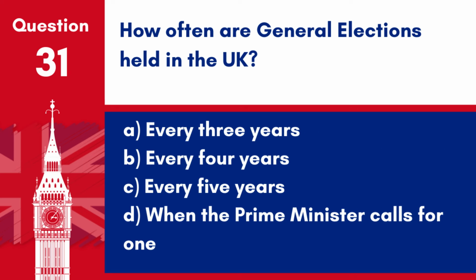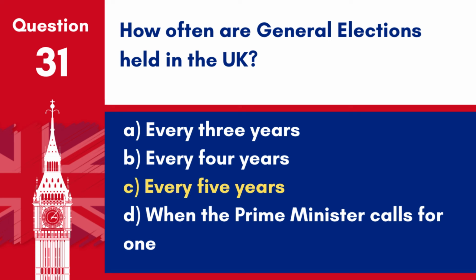Question 31. How often are general elections held in the UK? A. Every 3 years. B. Every 4 years. C. Every 5 years. D. When the Prime Minister calls for one.